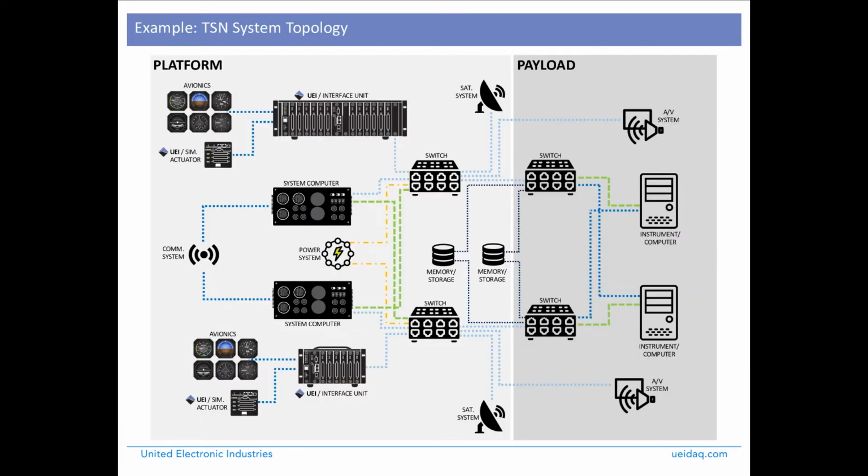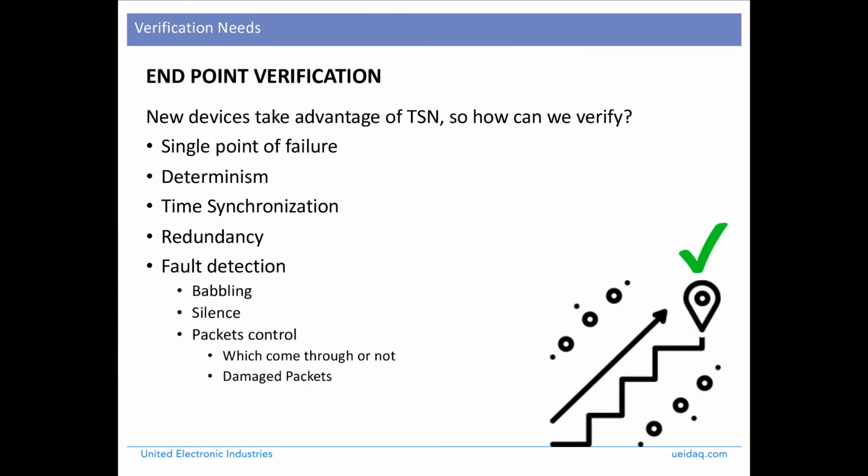So now, instead of designing an ARINC 664 system, you are now designing and building and verifying a TSN-enabled device. Let's talk about the endpoints in the diagram. For example, some avionics or a mission or flight computer. A new device with a new digital backbone. How can we verify its operation?